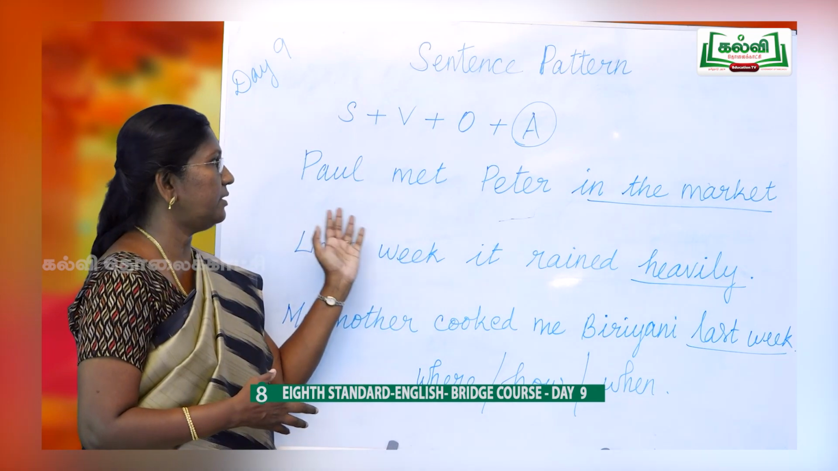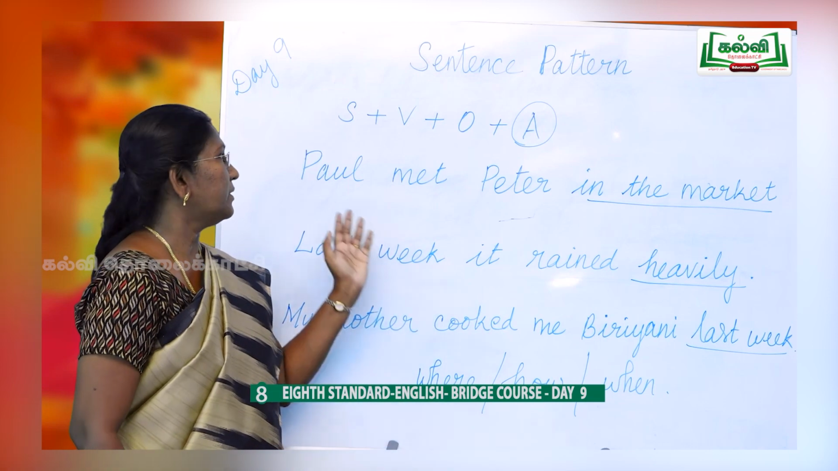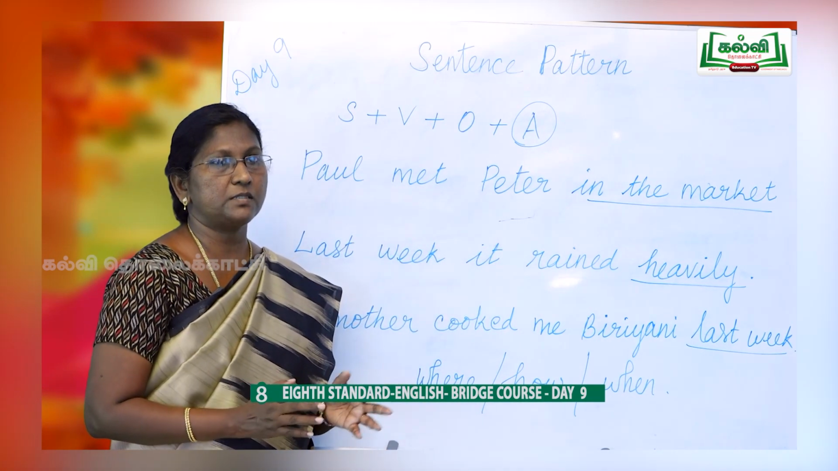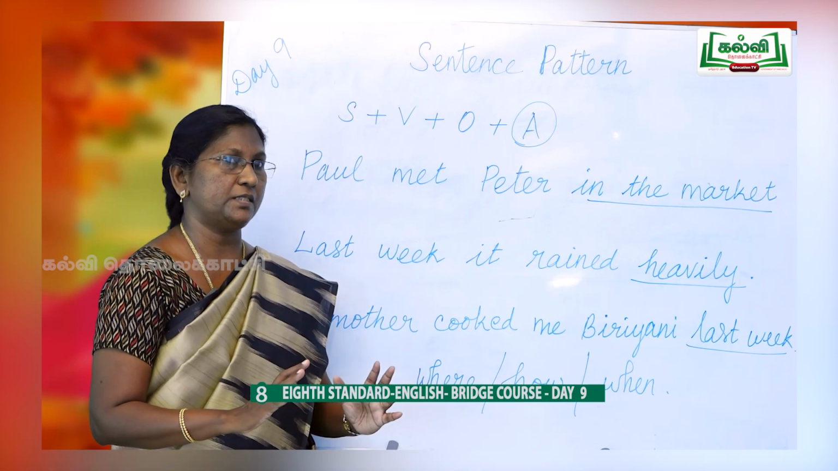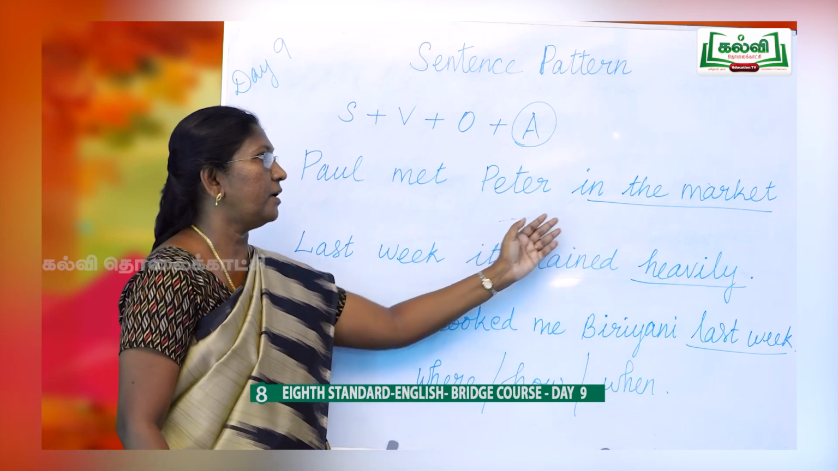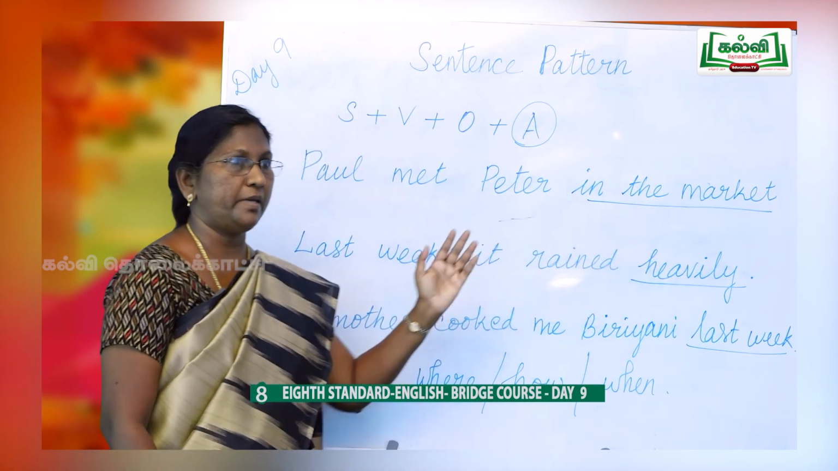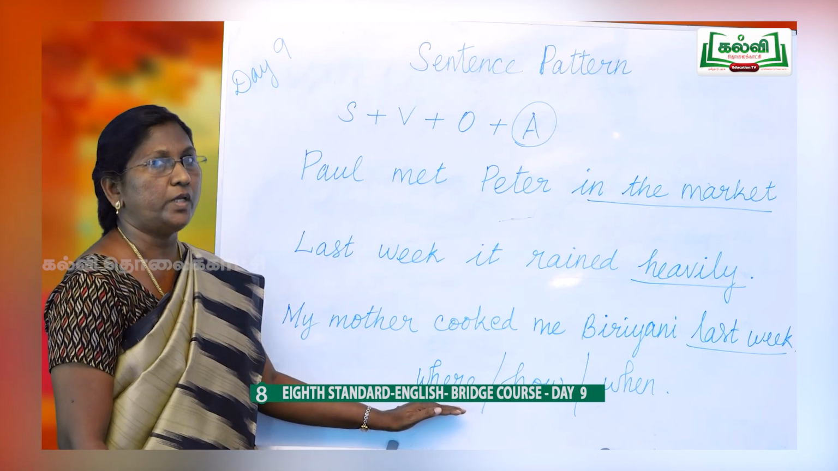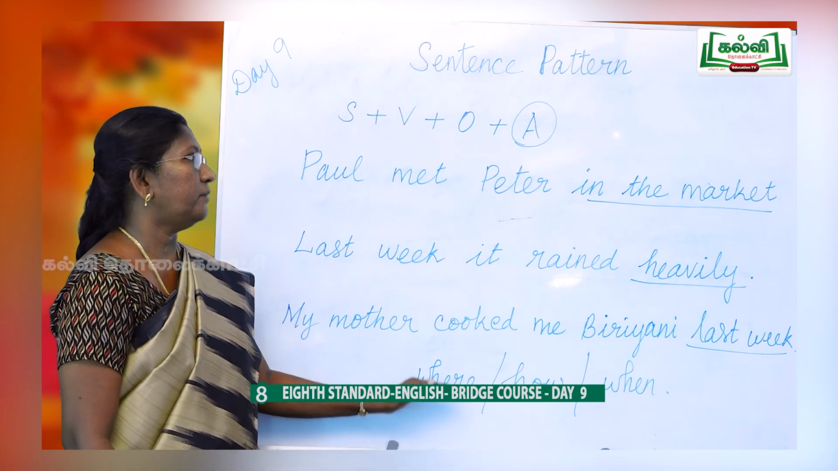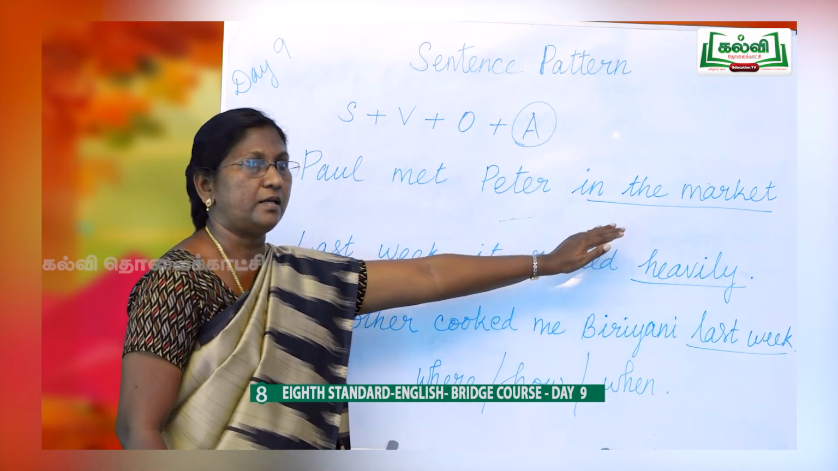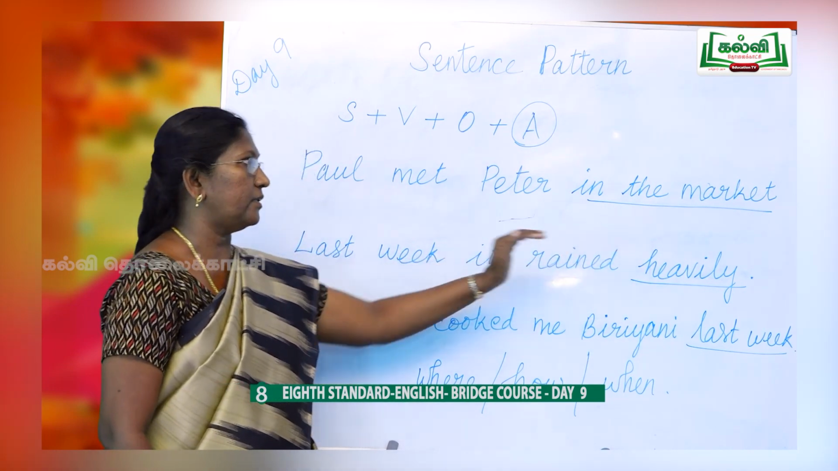So here we can see three sentences. Paul met Peter in the market. Paul met Peter. The sentence is complete. But where they met, that information is given in the market. So they met in the market. So where? Here the question word is where. When you use where, we get the answer in the market. So that is the A, adjunct, here in the sentence.